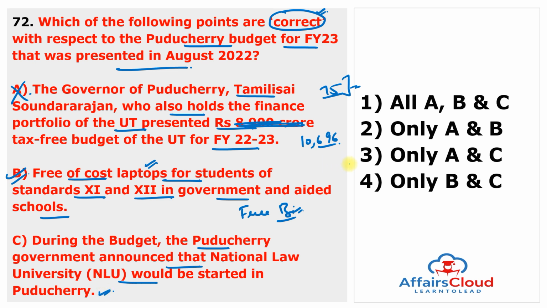And under the MLA Local Area Development Scheme, it was proposed to grant rupees 2 crore to each Member of Legislative Assembly to undertake basic infrastructure work during the financial year of 23. So this statement is also true. So the only correct statements are B and C. So the answer of this question is 4, only B and C.